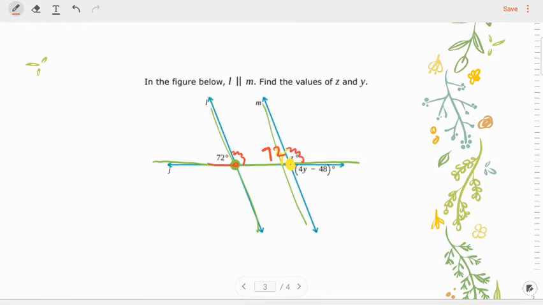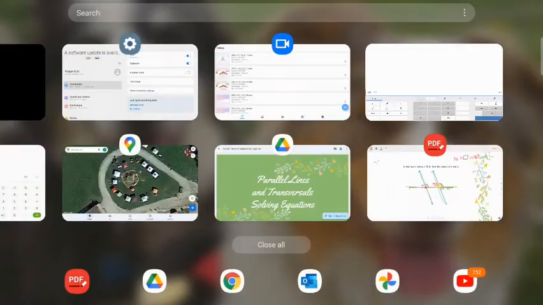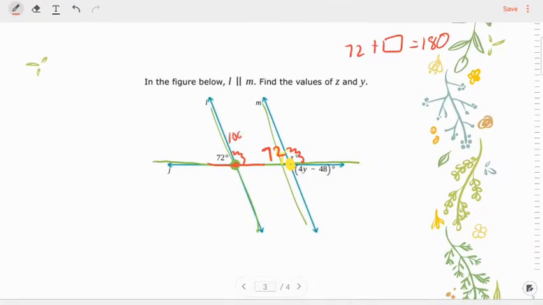Remember that because this is a straight line, 72 plus my unknown is equal to a total of 180. So we take our calculator, 180 minus 72, 108. So this missing angle is 108. And same reason, if I stack that on top of over here, that's also 108.